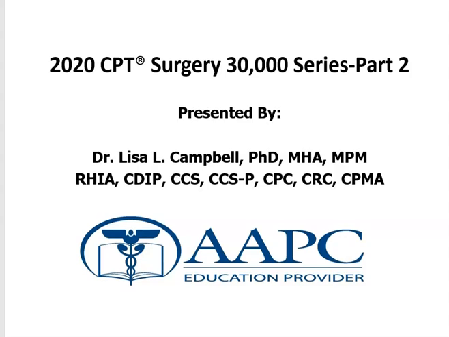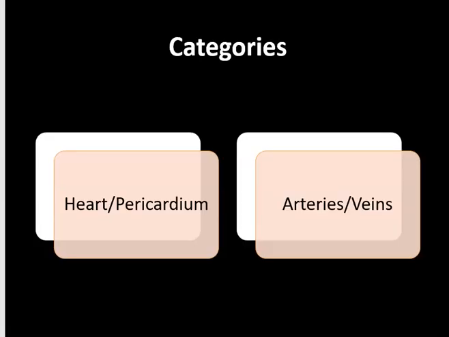So in this portion of this series, we're going to start the cardiovascular system. The cardiovascular system is divided into heart, pericardium, and then the arteries and veins. So in this video, we'll probably just be able to get through heart and pericardium, and then I'll come back and do arteries and veins.